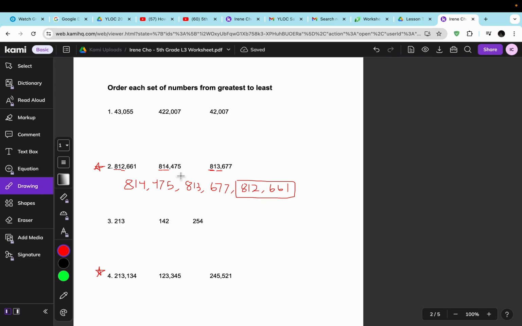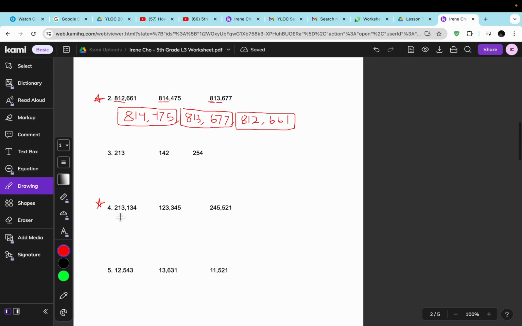I'm just separating the numbers. So we just have to look at the first digits, and the greatest number is the one with the greatest value. Okay, I'll do another one.